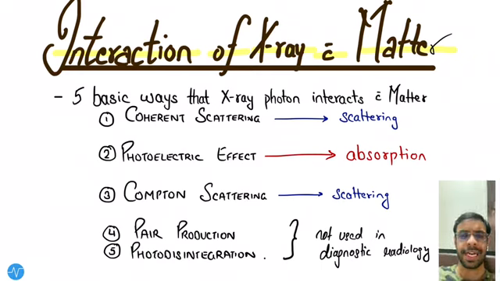What does this mean, that interaction of X-rays with matter? This means that when the X-rays are produced from the anode side, and go and hit the patient, that is the interaction of X-rays with matter. That means what all can happen after the X-ray hits the patient and how it will affect, that is the interaction of X-rays with matter.